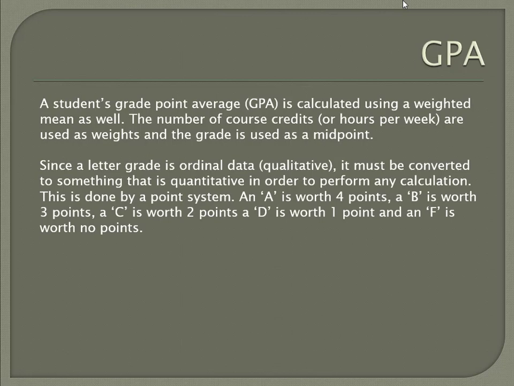Since a letter grade is ordinal data, which is qualitative, it must be converted to something that is quantitative in order to perform any calculation. This is done by a point system. So an A is worth 4 points, B is worth 3 points, C is worth 2 points, a D is worth 1 point, and an F is worth no points. So let's take a look at an example.